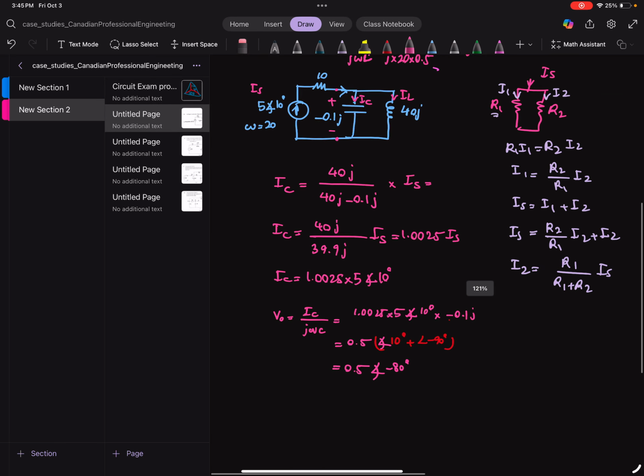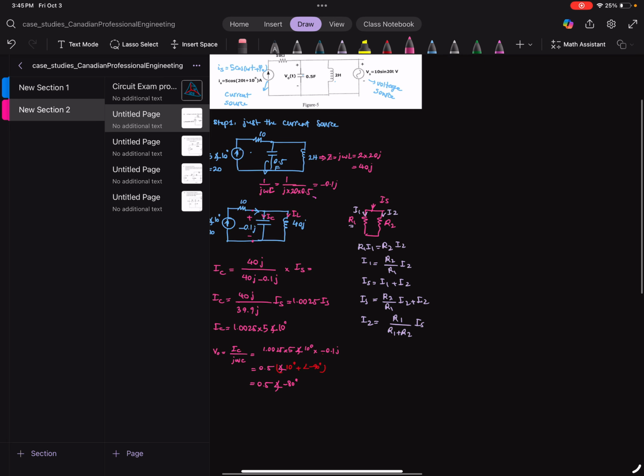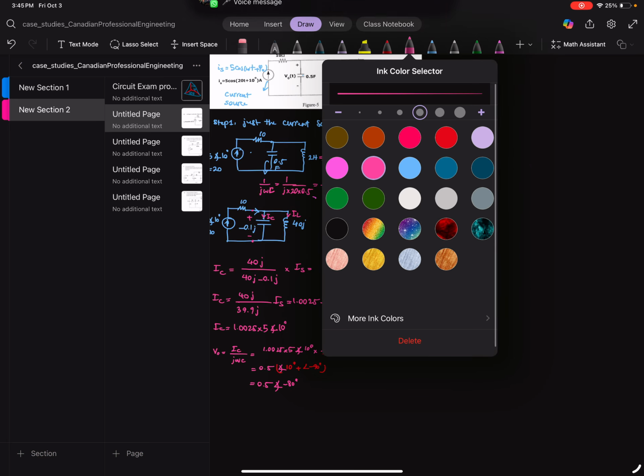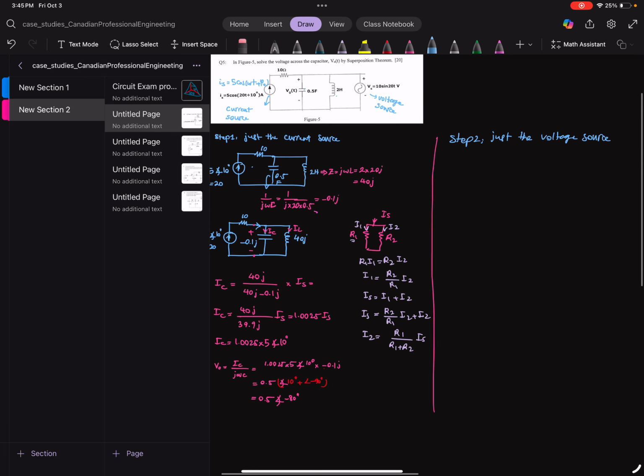Okay, so this was only if we consider the current source. We have to remember this one. Then before we get too far away, let's do step 2, just the voltage source. Okay, so let's draw this again with the voltage source.